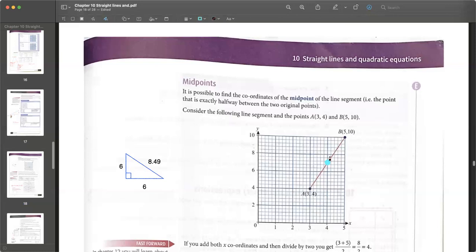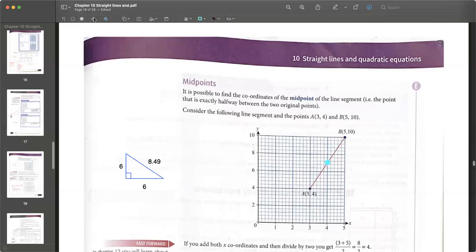So we can actually use these numbers by adding them together. So what's in between 3 and 5? A lot of students make the mistake of taking 5 minus 3, then dividing by 2, which is wrong, because that will calculate the length. I don't want the length. I want the point.